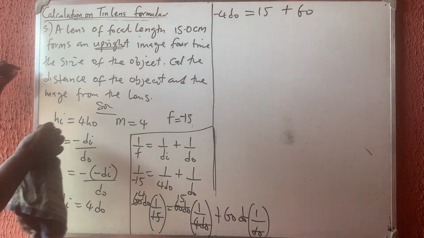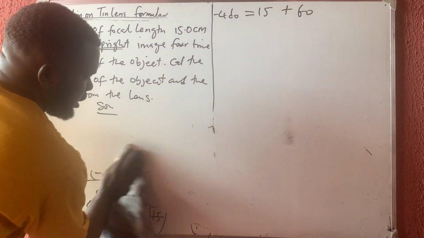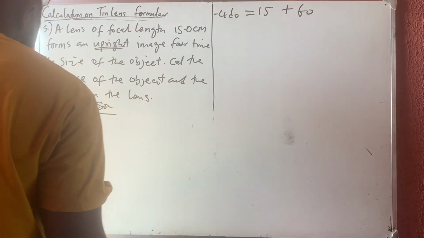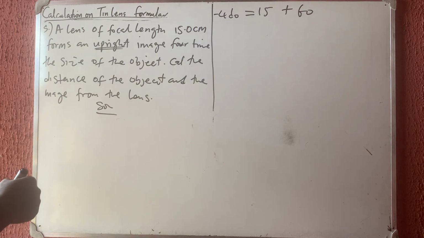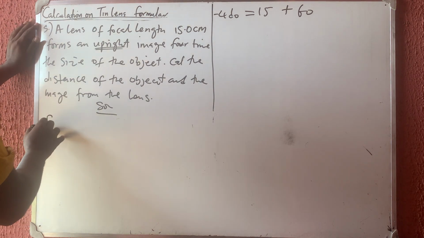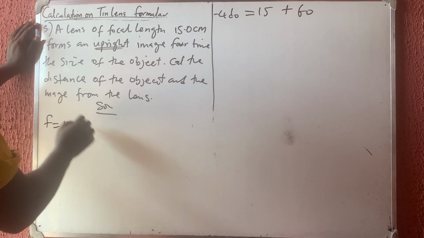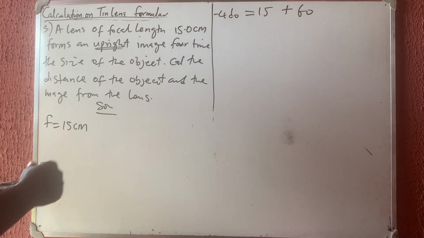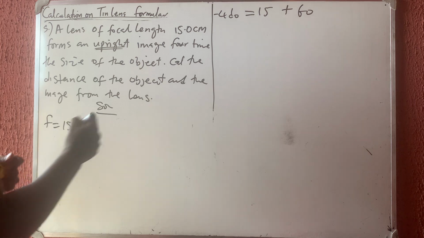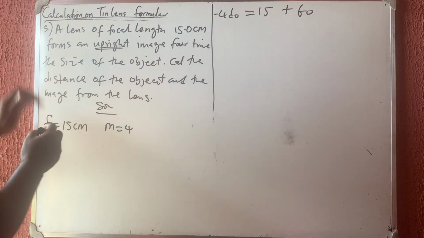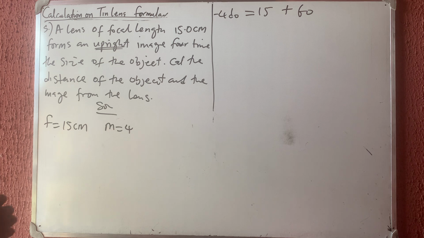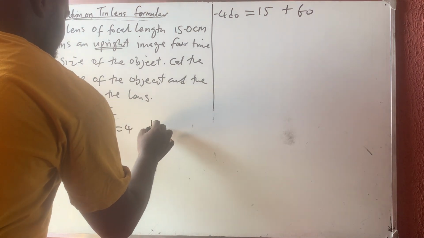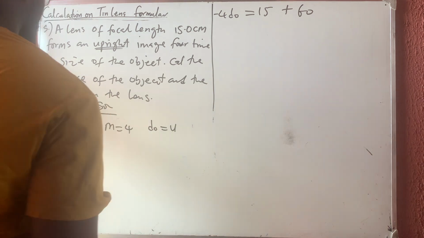Okay, so let us analyze this again. I think there is a mistake somewhere. They say that a lens of focal length 15 cm forms an upright image. This image is upright, but this image is 4 times the size. Also, it is magnified, so the magnification here is 4. Then they ask us to calculate the distance of the object and the image. So we need the distance of the object, DO, which is the same as U.